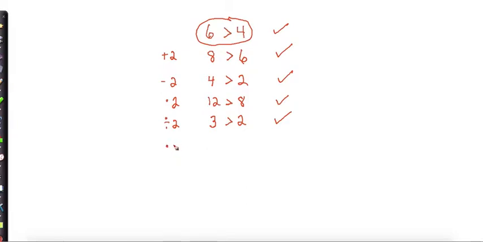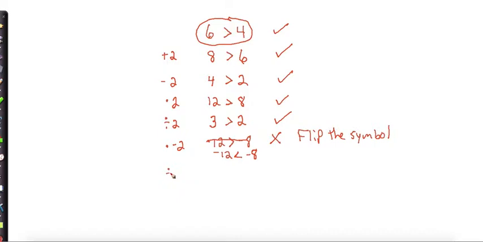Now, I want to multiply by negative 2. So 6 times negative 2 is negative 12, and 4 times negative 2 is negative 8. Is that true? Is negative 12 greater than negative 8? It is not true. So, how could we make this statement true? Good. We flip the symbol. So now I would have negative 12 is less than negative 8. Now I've made it true by flipping the symbol.